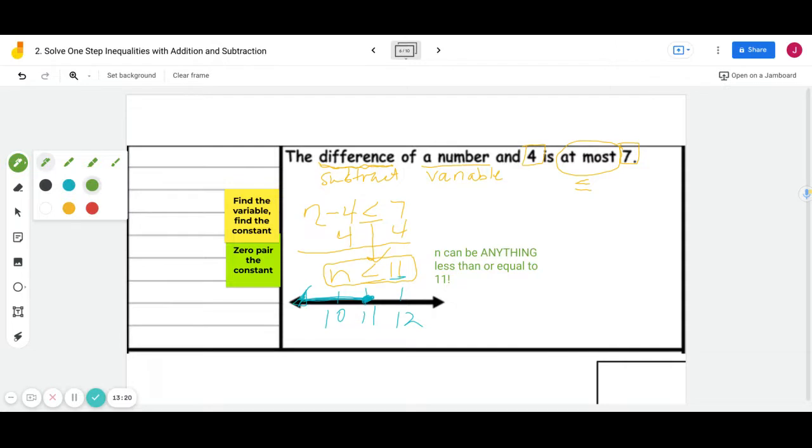If we check it, is 10 minus 4 less than or equal to 7? I'm using 10 because it's part of the shaded arrow. 10 minus 4 is 6. 6 is less than or equal to 7. Yep. All right, pause, rewind, rewatch, whatever you need to do before we get to practice.